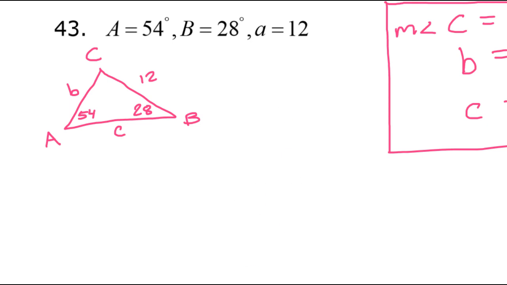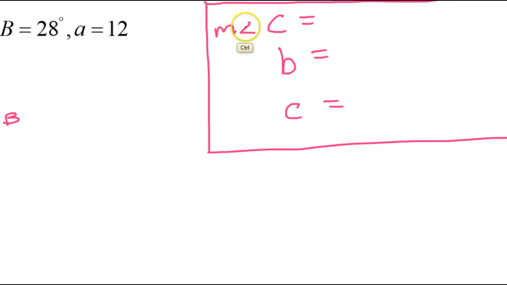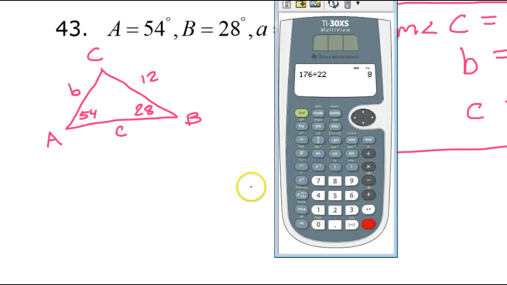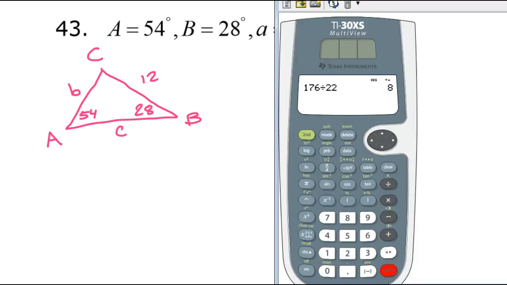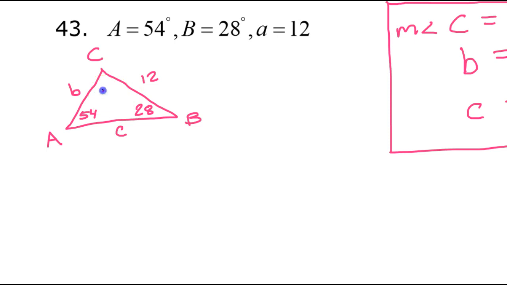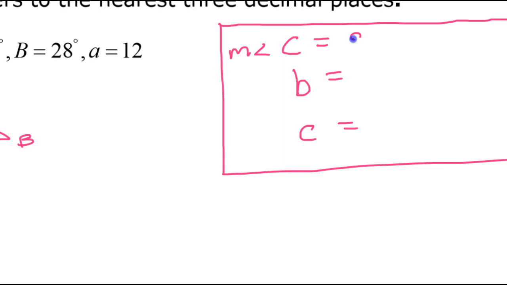Okay, well, let's just go in order down the list. So first I want to find the measure of angle C. Well, that's going to be easy because we already have 2 out of 3 angles given. They have to add up to 180, so I don't need to do anything fancy. I just need to do 180 minus these 2 angles. So minus 54 minus 28. So that's 98. Okay, so the measure of angle C is 98 degrees.